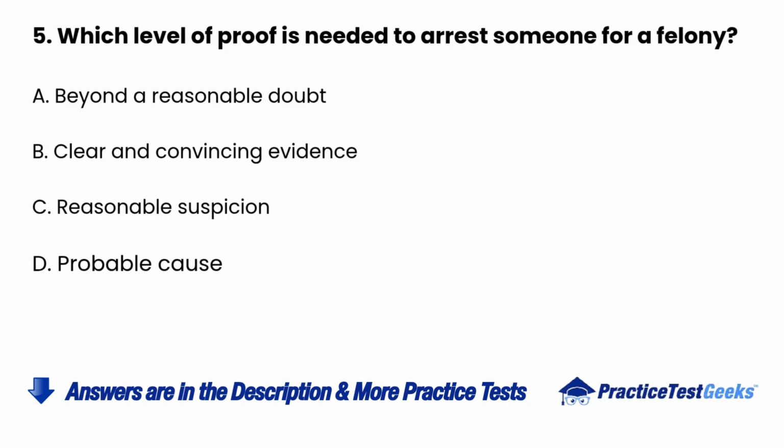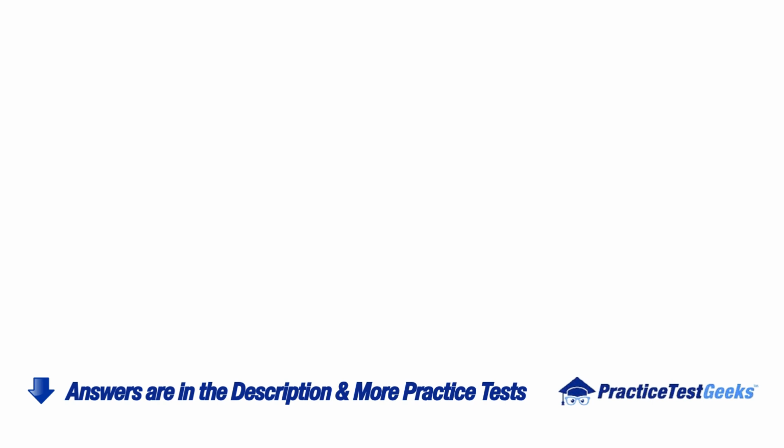5. Which level of proof is needed to arrest someone for a felony? A. Beyond a reasonable doubt. B. Clear and convincing evidence. C. Reasonable suspicion. D. Probable cause.